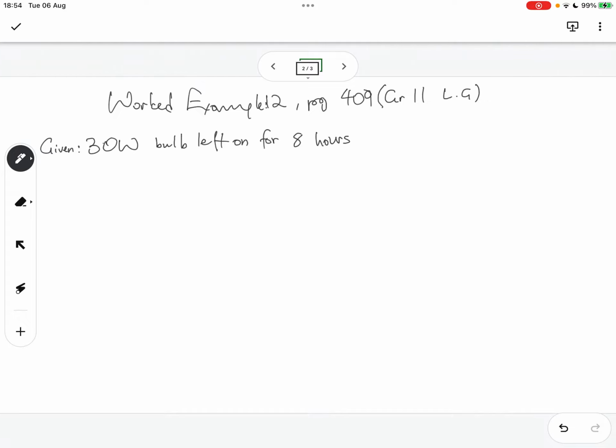So for some reason you were studying from 6 when it starts to get dark, or maybe from 7 when it's darkest in winter. And for the next 8 hours, the light bulb is on. So we need to find out how much energy was wasted.